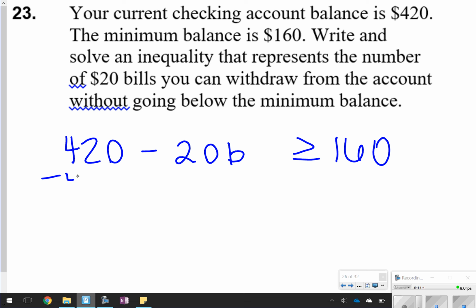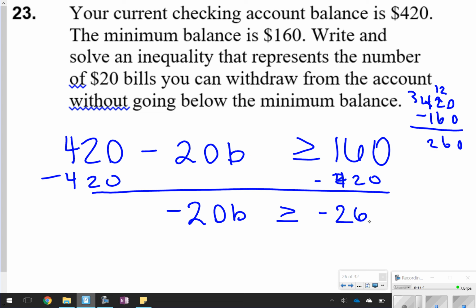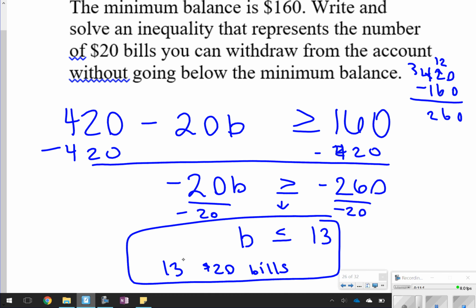I'm going to solve by subtracting 420. Oops, 420. I'm going to get a negative number there because I'm doing a positive 160 and a negative 420. So I'm going to go over here and just rewrite that real quick. Subtract. I'm going to get 260, so negative 260. And then divide both sides by negative 20. Because I'm dividing by negative 20, I'm going to switch my sign to be less than or equal to. So B is less than or equal to positive 13. So I can get 13 $20 bills. Okay. 13 or less.